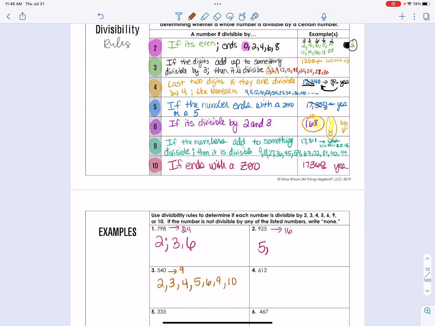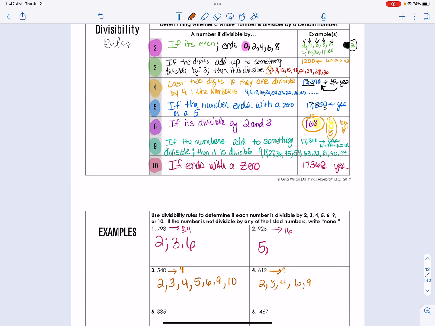Okay. All right, let's take a look at 612. It's even, so 2 works. If I add them up, that's 6 plus 1 is 7, plus 2 is 9, so 3 goes into it. If I look at the last 2 digits, 12, 4 goes into 12, so 4 would go into it. Okay, 5, it doesn't end in a 5 or a 0, so that's a no. 6 is a yes, because 2 and 3 go into it. 9 goes in here, so that works, and it doesn't end in a 0.